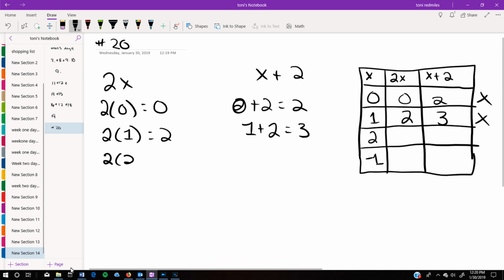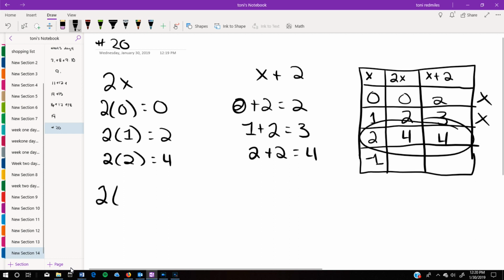Now to put 2's in. 2 times 2 is 4. 2 plus 2 is also 4. So it's the same in this situation, okay? Let's try the last one. I'm going to try a -1. That's going to give me a -2. And if I put a -1 in here, I'm going to get a 1.